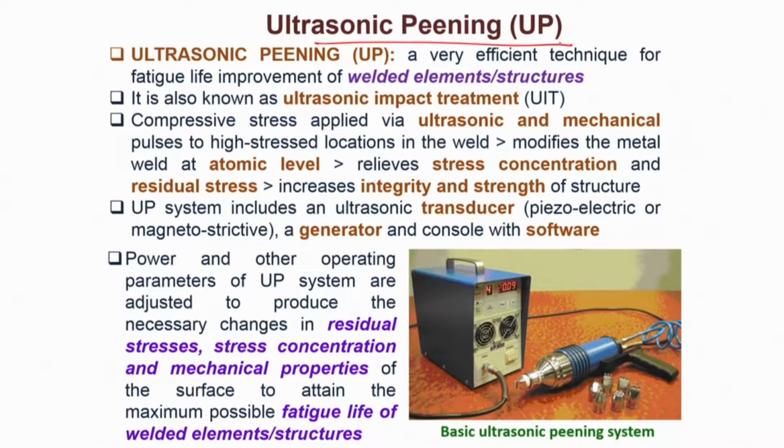So ultrasonic peening, or in brief UP, is a process where we again have the same intention of improving the fatigue life, particularly for welded elements or structures in a narrow zone, not necessarily for very large surface areas, by using ultrasonic wave as the means of throwing or directing certain solid objects onto the surface of the particular region where we want to develop such compressive stress.